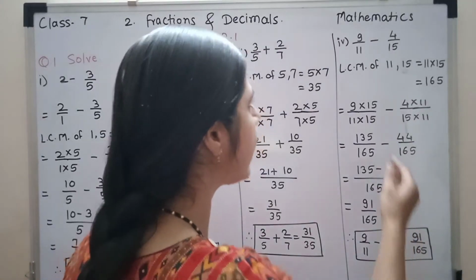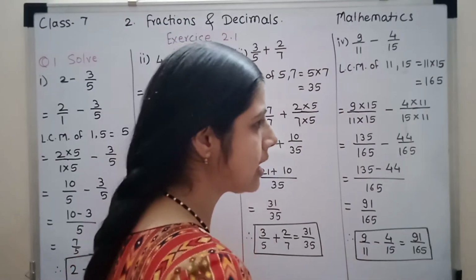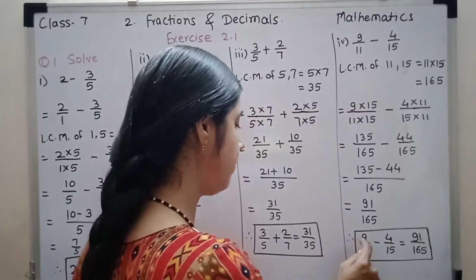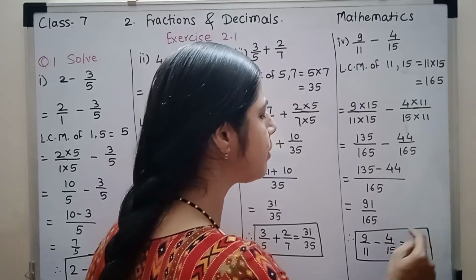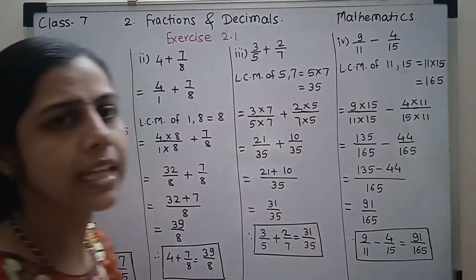So, whenever you get the final answer, you always highlight your answer, and therefore our answer is 9 by 11 minus 4 by 15 equal to 91 divided by 165.